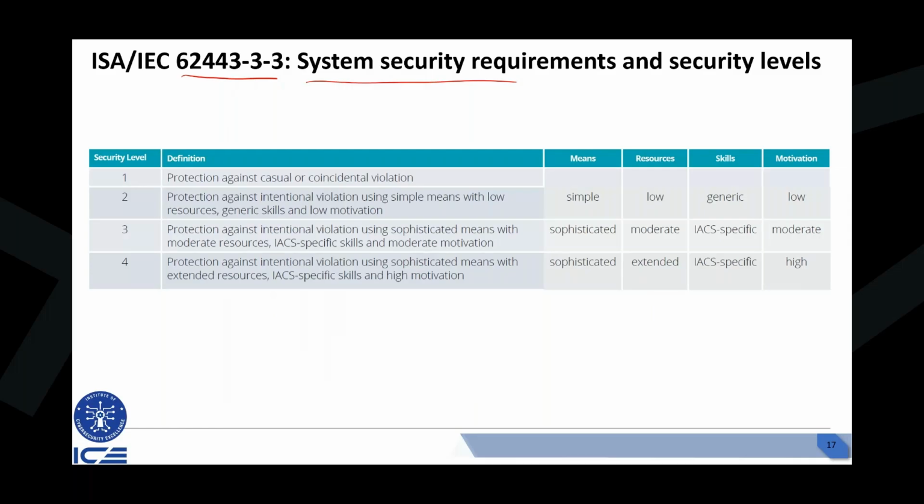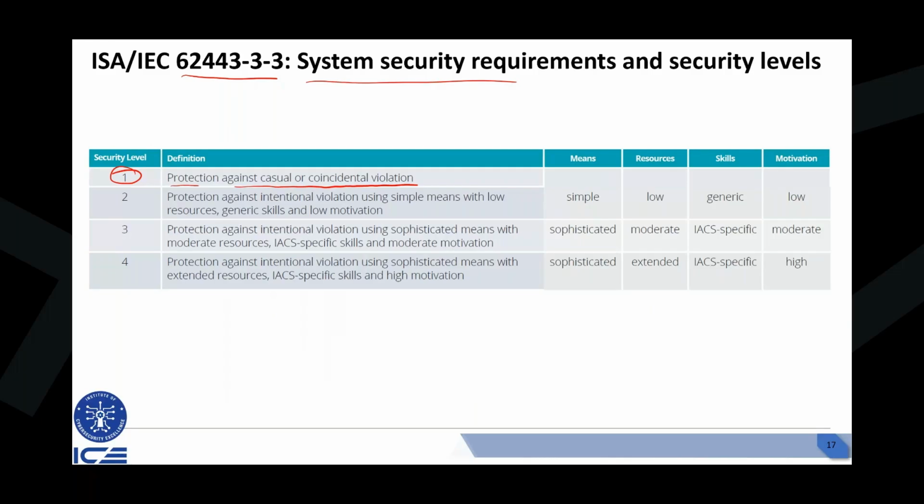So what should be done? How much security to be implemented? What security controls to be implemented? So ISA guides you from that perspective as well, that you define the security level requirements for each component. And this definition is fairly straightforward once you understand it. That security level 1 means that you want to protect your system against casual or coincidental violation.